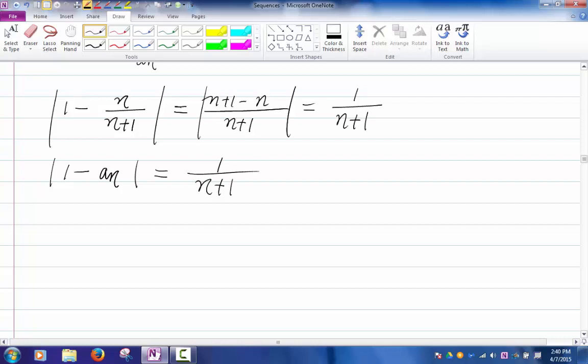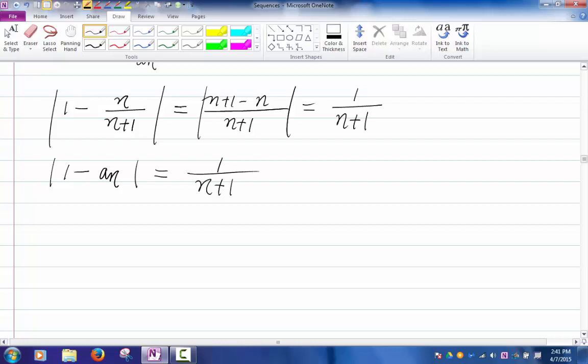1 over n plus 1, as n gets bigger and bigger, is getting smaller and smaller and closer and closer to 0. Therefore, the difference between 1 and a_n is getting closer and closer to 0, which means that a_n is getting closer and closer to 1. But more precisely, I want to say, how close does it get to 1? How close? And the answer is, as close as you desire.